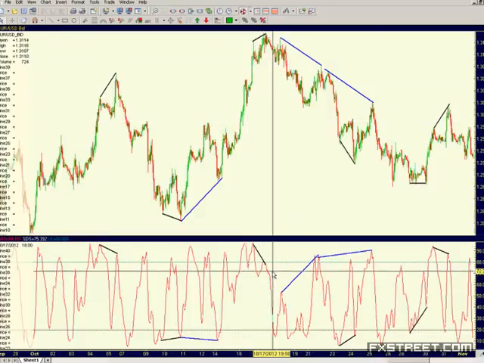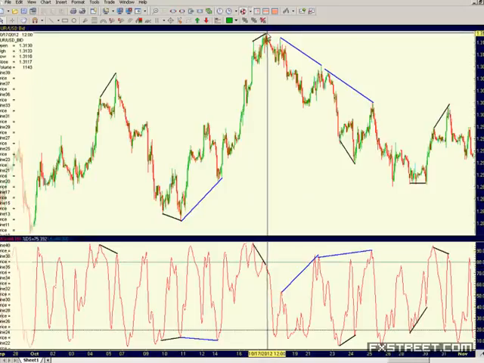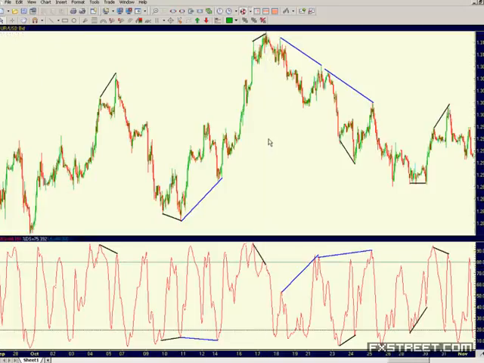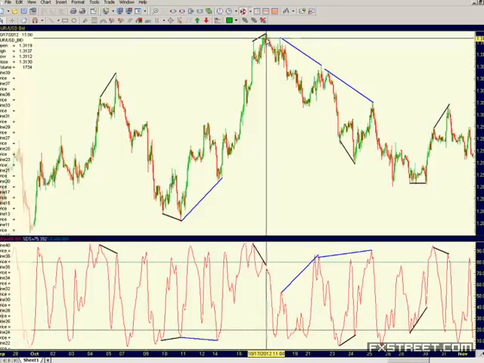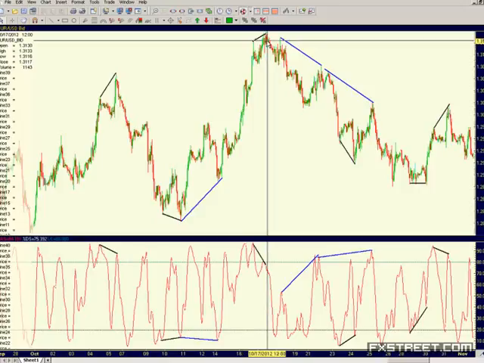Okay, so higher high in price, lower high in the oscillator, loss of upside momentum, potential turn. Where would you get in? Where would you enter on this? Would you enter right when this occurs? I would say probably or almost definitely no.